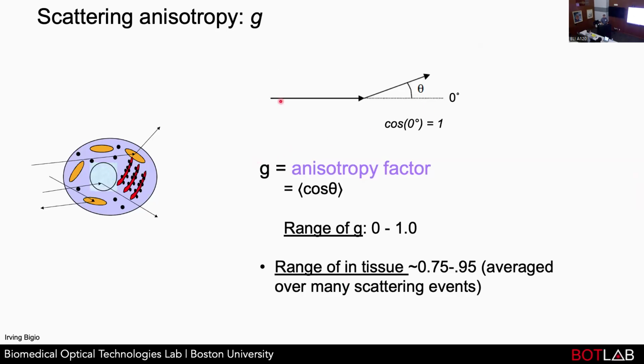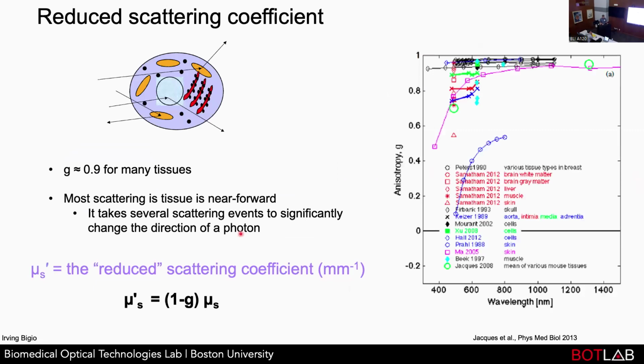Right? So it's just the average cosine of the scattering angle. If you have a photon coming from the left and it scatters directly ahead at what we call 0 degrees, the cosine of 0 degrees is 1. So in that case, if that was the most likely angle, your G value would be 1. And if you diverge just a little bit from 0, your G value would be high. So the range of possible G values is between 0 and 1. And many tissues are between 0.75 and 0.95. And again, this is a value that's averaged over many scattering events.